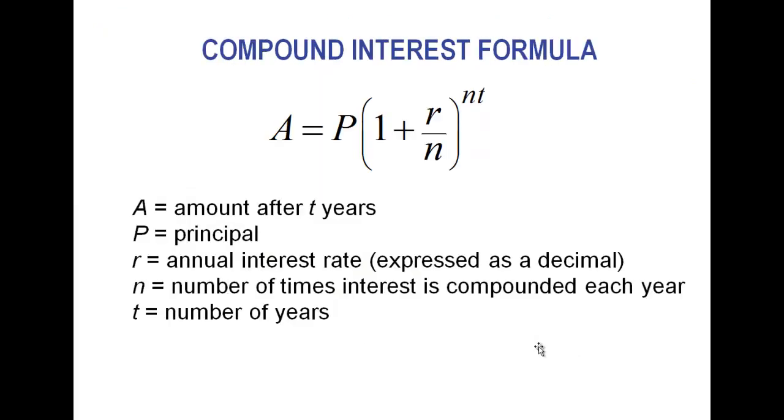Compound interest formula, right? So the previous was simple compound interest. Here we've got compound interest that's being compounded more than just annually. We've got the same: A is still the amount, P is still the principal, R is still your interest rate expressed as a decimal, T is still time, but here it's always in years, and then N is the number of times it's compounded each year.